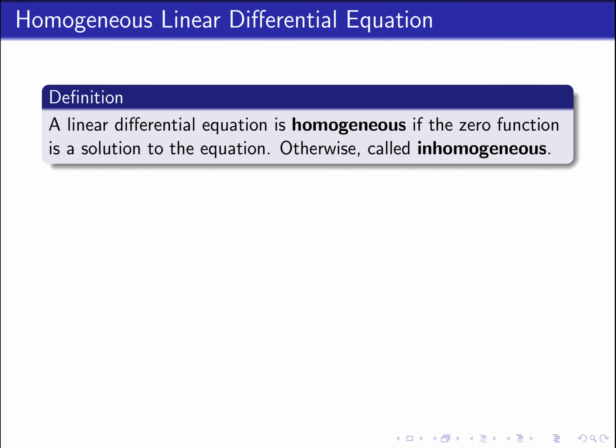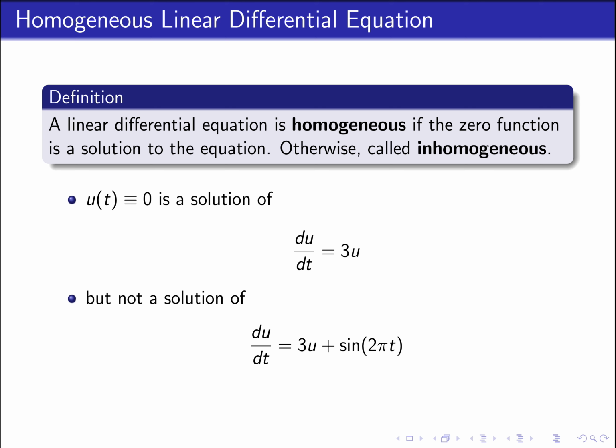A linear equation is called homogeneous if the zero function is a solution to the equation. Otherwise, the equation is called inhomogeneous. As an example, note that u equals 0 is a solution of this differential equation, du dt equals 3u. However, if we change the ODE by adding a term, we see that u equals 0 is no longer a solution. If we were to plug in the 0 function for u into this second ODE, we see that the left and right-hand sides would not be equal to each other.